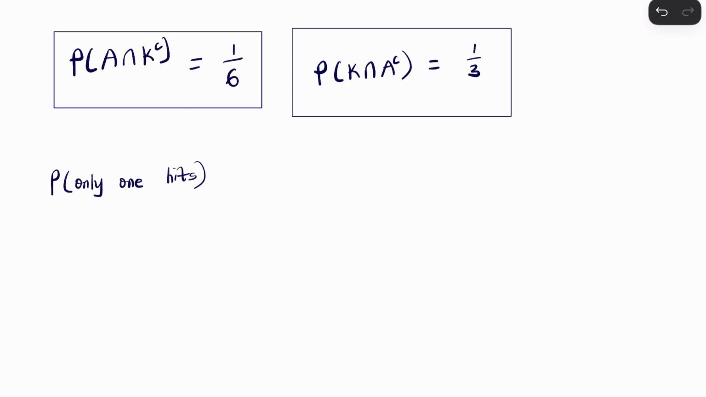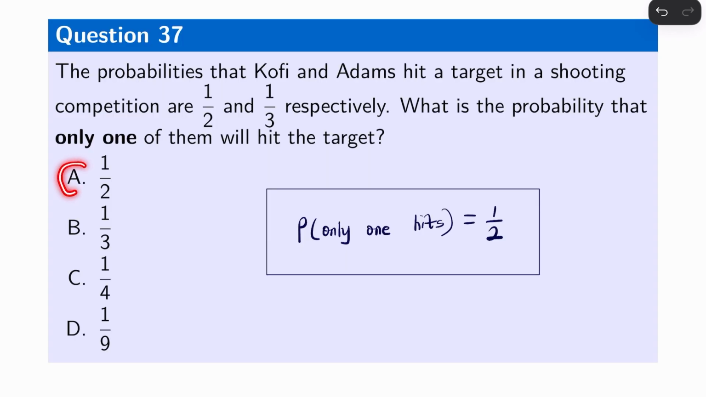That's the probability that only one hits the target will be the sum of these, right? So that will be 1 on 6 plus 1 on 3. And this is equal to 3 on 6, which is equal to 1 on 2. Hence, the correct option is option A.